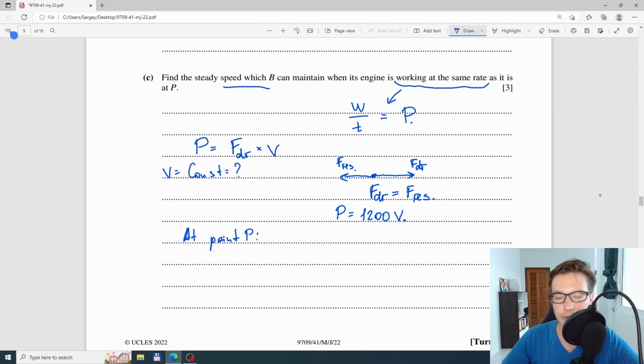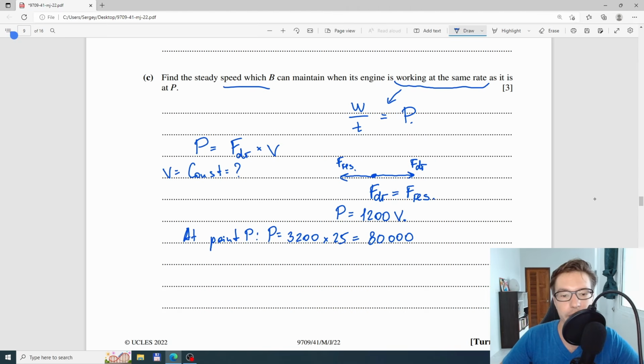We still have the driving force. It is 3,200 newtons, being given in the question. And the velocity is 25 meters per second. Multiply these together and get 80,000.